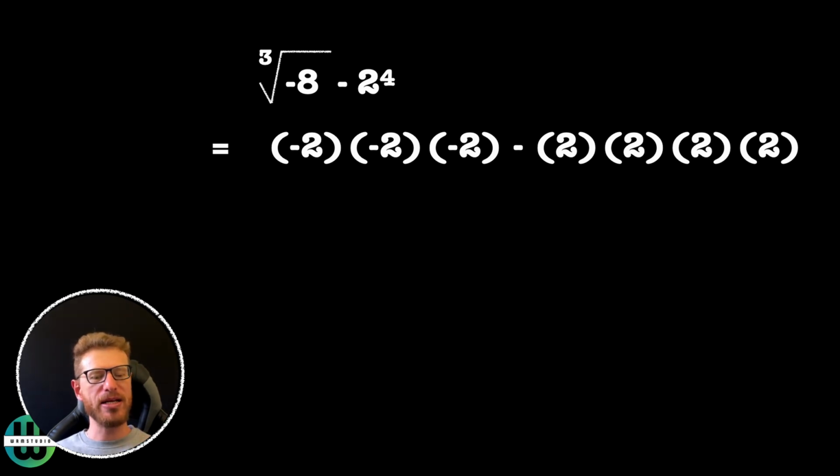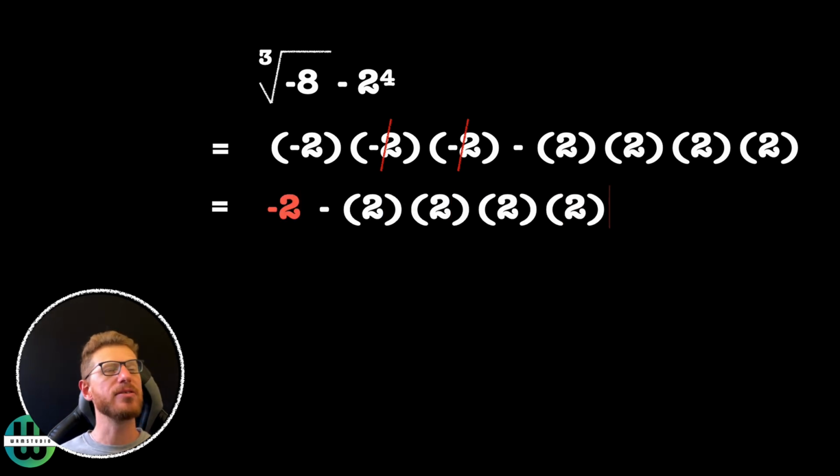We know that we need to get a number that is multiplied 3 times by itself in order to get the number under the cube. So in this case, it's going to be minus 2 times minus 2 times minus 2. And 2 to the power of 4 is 2 times 2 times 2 times 2. So now I'm just going to do this. Since I'm doing a cube root, I can cross out the 2, and my answer will be negative 2. So now I have negative 2 minus 2 times 2 times 2 times 2.